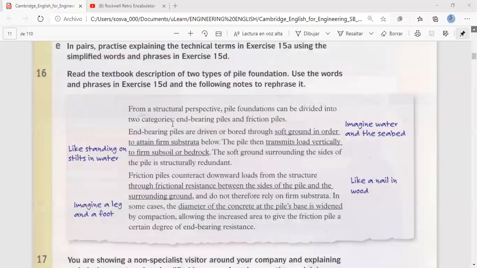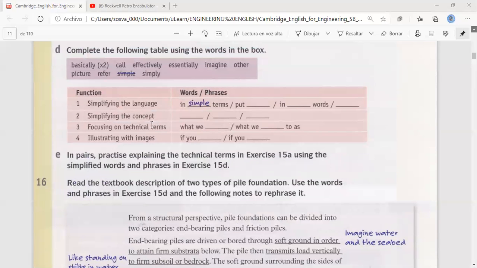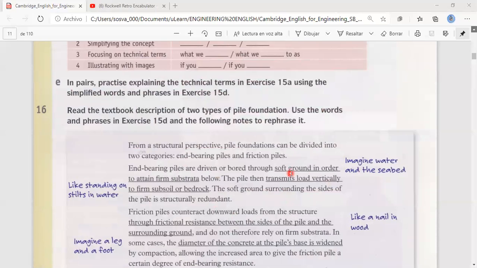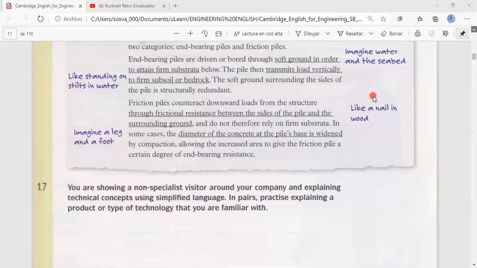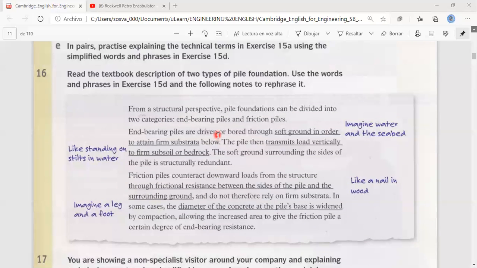And look at this. You have this text. This is a textbook's description of two types of different pile foundation. You're going to use the words and phrases that we did here upside. Okay, let me use my spotlight. There it is. We're going to rephrase the description. Vamos a reescribirlo. But we are going to use these phrases, so that you practice how to explain in other words.